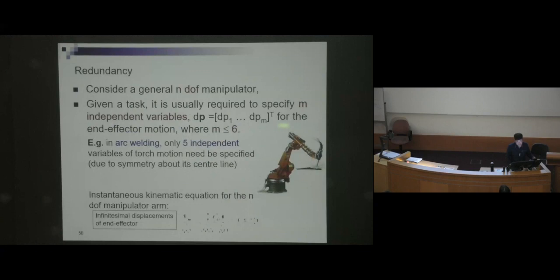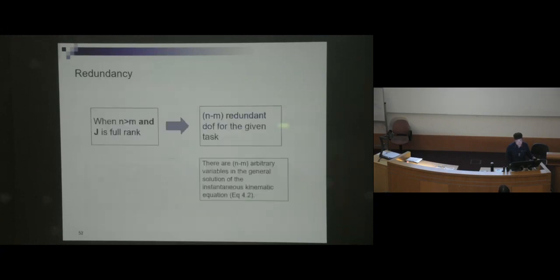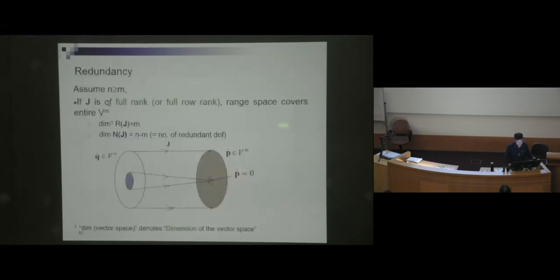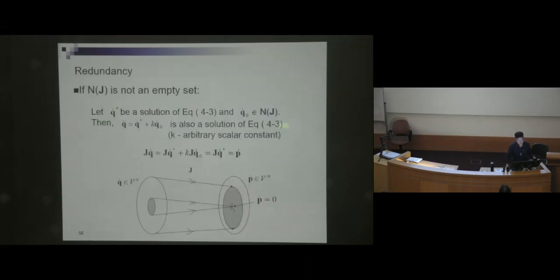Equation 4-3, your P dot equal to J Q dot. Then your Q dot J will belong to the set of Nj. So your Q dot is equal to Q dot star plus K Q0 dot, so it's also a solution of equation 4-3. K is a scalar constant. When you expand it out, you will find that the J Q dot is equal to P dot.